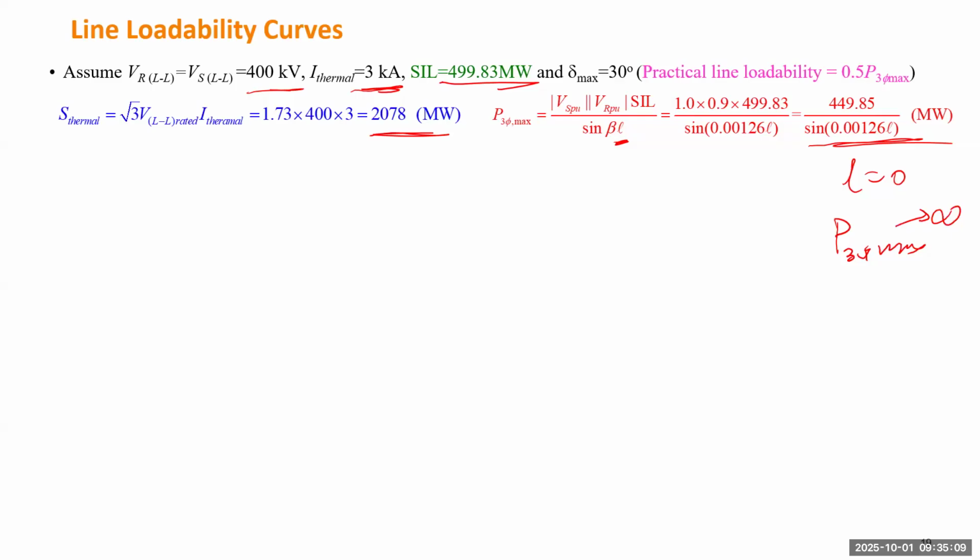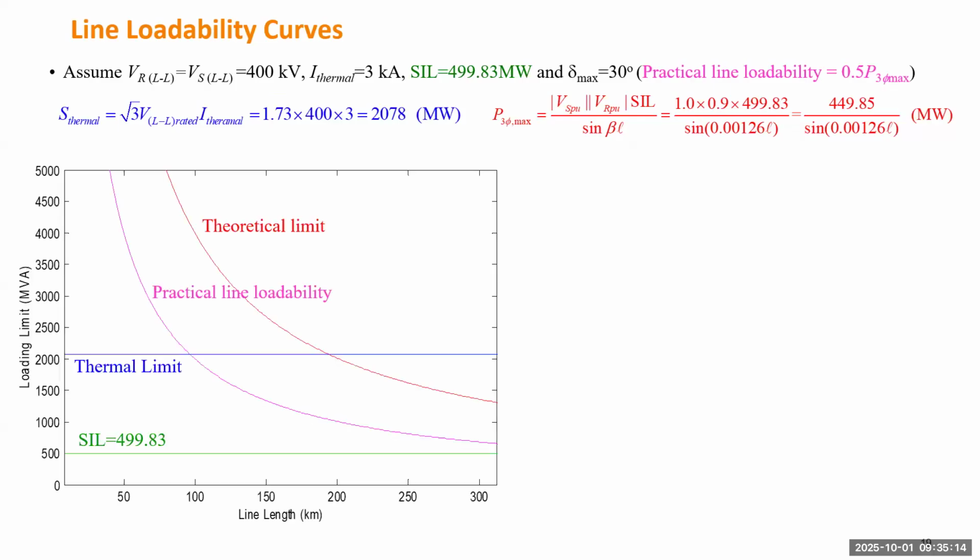Let's verify this by drawing the curves. The first curve, the green one, is actually the surge impedance load, which is around 500 megawatts. The X axis here is just the length of the line. We vary the length of the line from 0 to 315 kilometers, which is the length of the line given by that example.